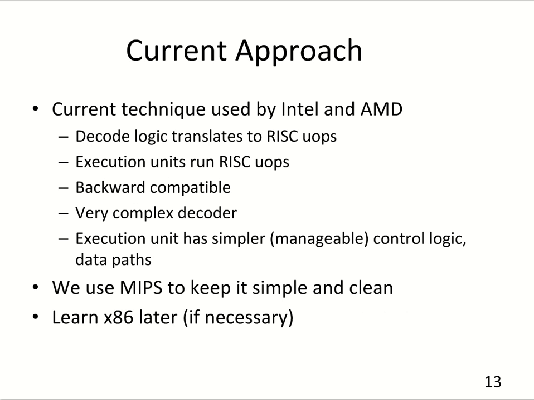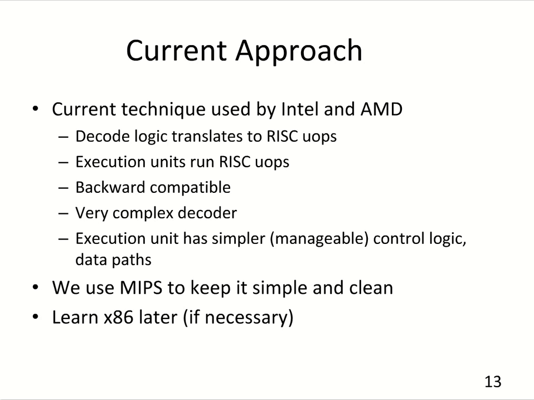The current approach that Intel and AMD use to tackle this problem is to, rather than executing the instructions directly in the data path of the processor, have decode logic that takes the complex instructions and translates them to what are called UOPs or micro-ops, which are internal instructions to the machine that look very much like the kinds of instructions that we're used to seeing in instruction sets like the MIPS instruction set. So these are register to register for arithmetic and logic instructions, and load and store with simple addressing modes, like we also saw in MIPS.